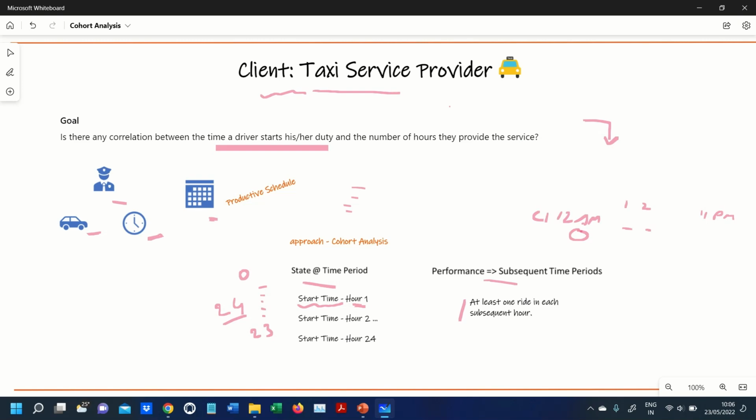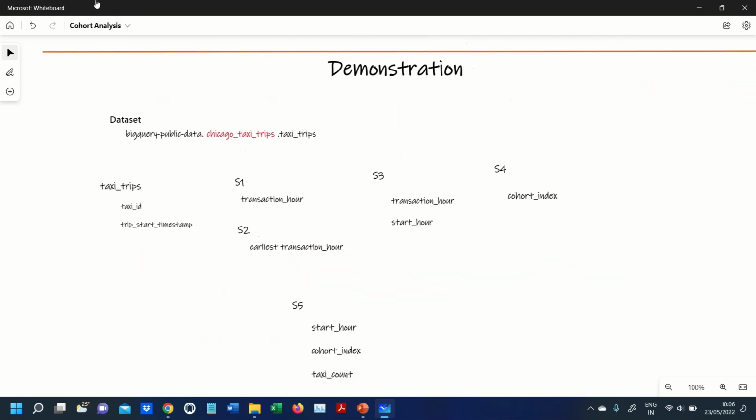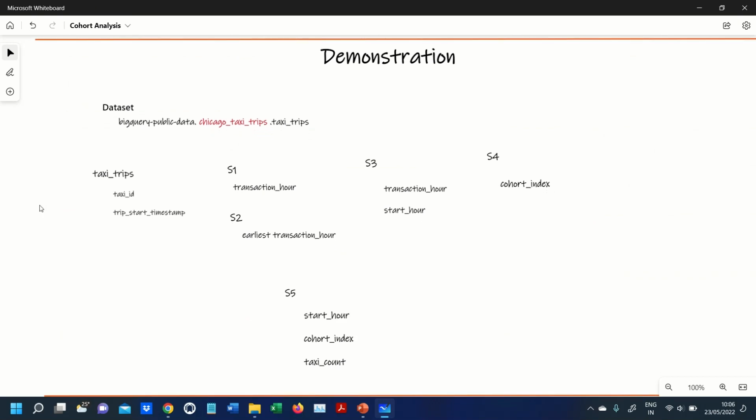So we did some research and found that, by putting together this algorithm and data organization, it can be done pretty simply, even by using simple SQL queries. Okay, so now I'll try to demonstrate this by using some public data. Obviously we cannot use any client's information or data in this demonstration. So let me get to BigQuery, and I'll explain how we can do this cohort analysis by using some public data.